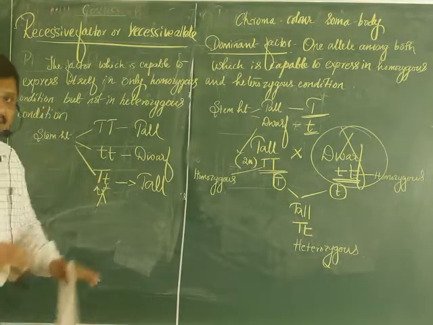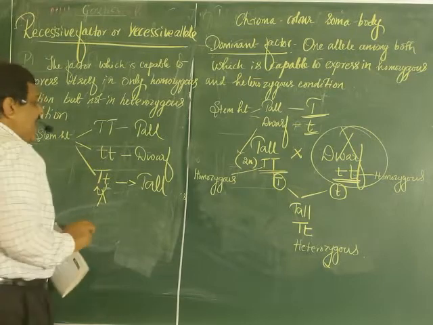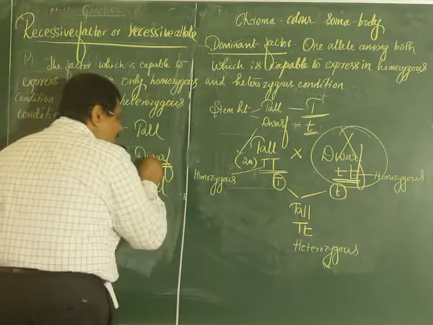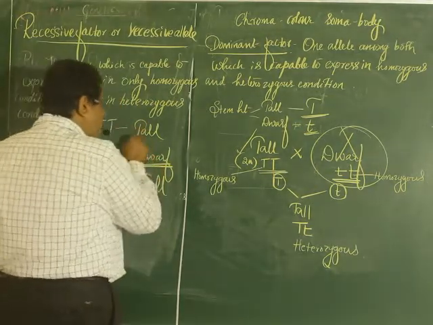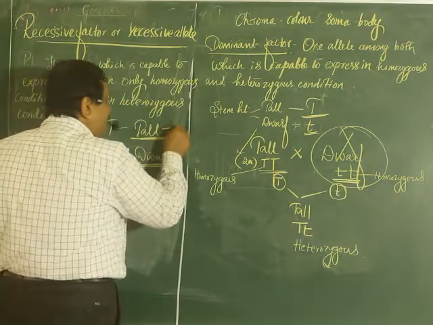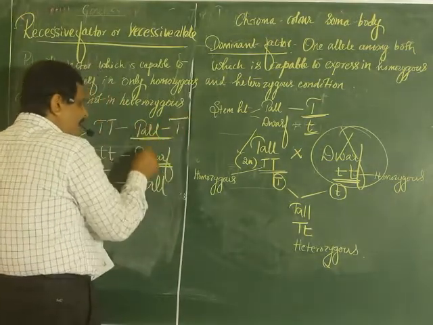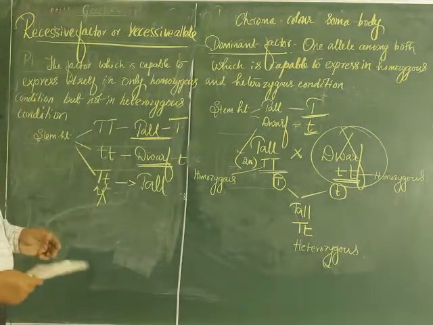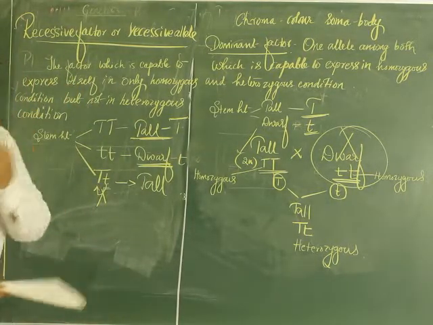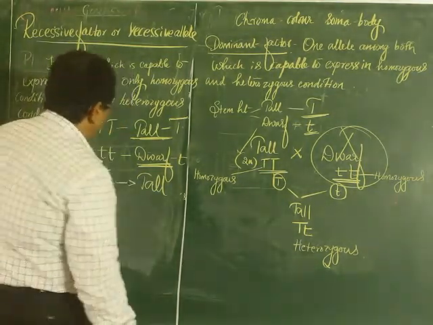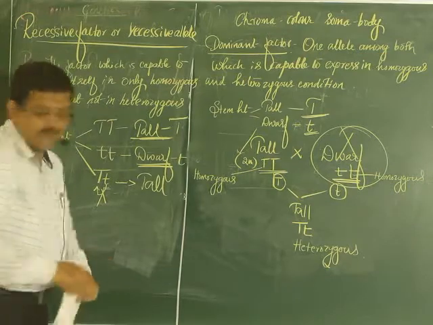It has failed to dominate the capital T. Hence, it is called a recessive factor. So, dwarf is the recessive factor, tall is the dominant factor. That's why Mendel gave capital T for tall and small t for dwarf. I hope it is clear to you. So, I think it is clear to you.